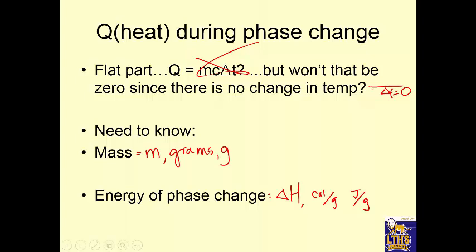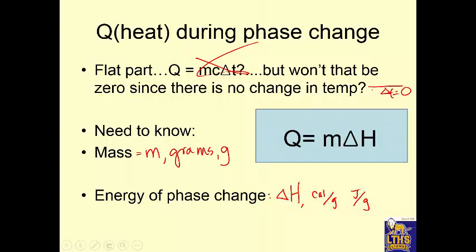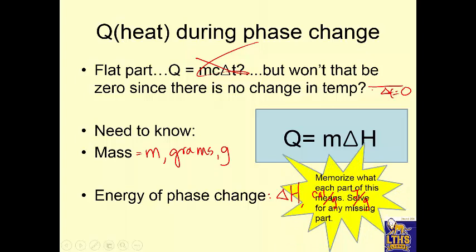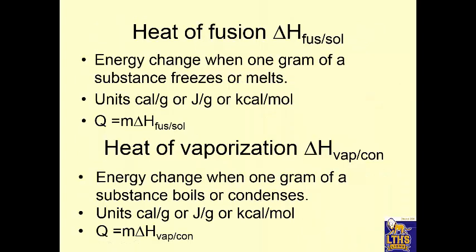The formula for this: the heat during a phase change is equal to the mass of the substance times the heat of that phase change. So make sure you memorize that formula and each part of it, so that you can solve for any missing part. All right, so a little more information about the heat of a phase change.